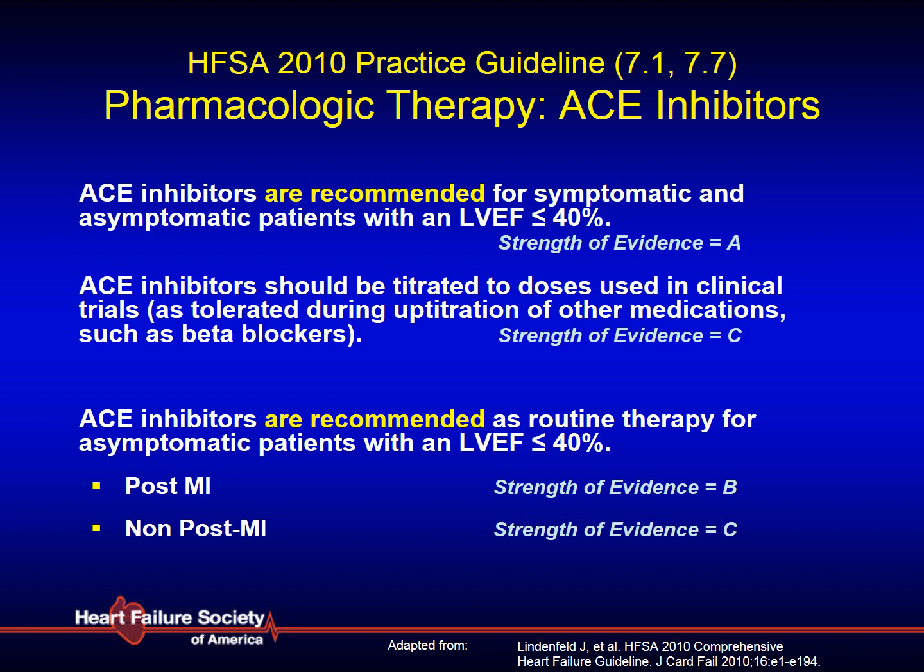And ACE inhibitors are also recommended as routine therapy for asymptomatic patients with an LVEF less than or equal to 40, with a stronger level of evidence for patients especially who've had a previous MI.